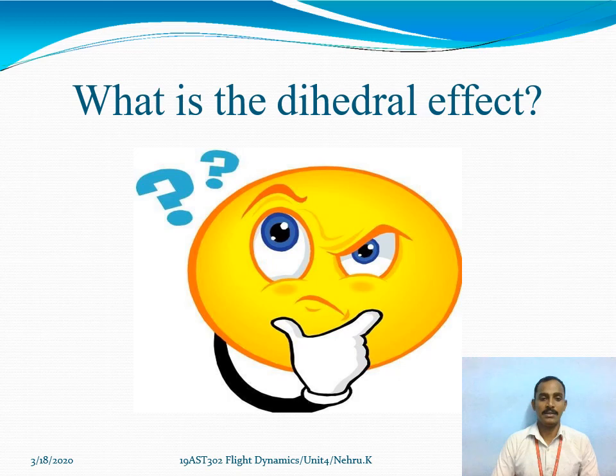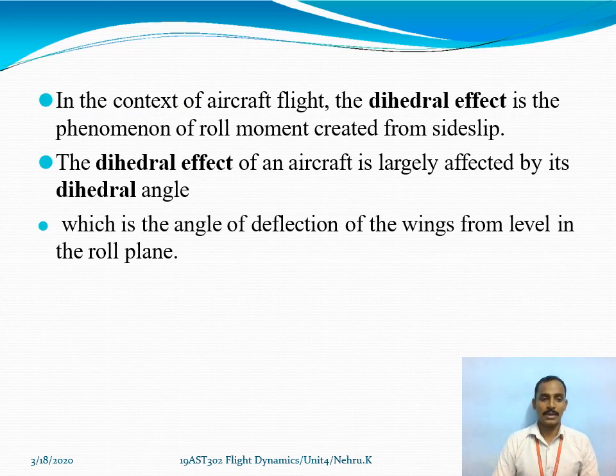Let us think that when we design an aircraft, we need to place a wing on a fuselage. How will we place it, whether as a straight wing or slightly deflected frontward or backward, upward or downward? When the wing position is either upward or downward, we call it dihedral. So in the context of aircraft flight, the dihedral effect is a phenomenon of a rolling moment created by side slip.